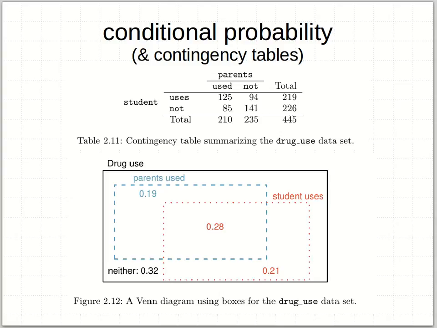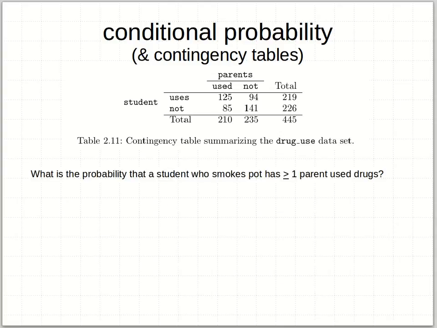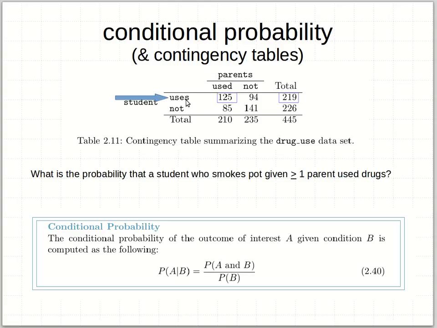Okay. Now, if we wanted to consider this a little bit more closely, we might ask, for example, what is the probability the student who smokes pot has at least one parent who used drugs? So what we're asking then is this row. The student who smokes pot has at least one parent who also did some sort of drug or alcohol.